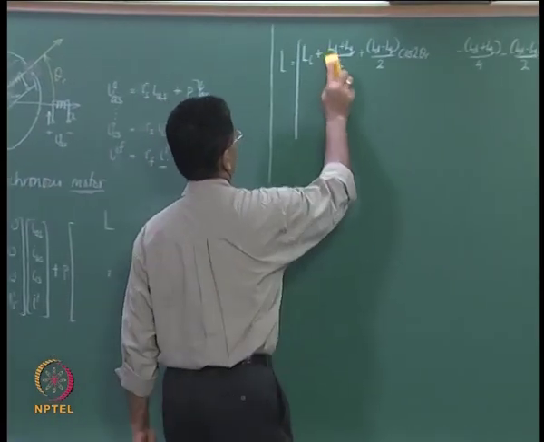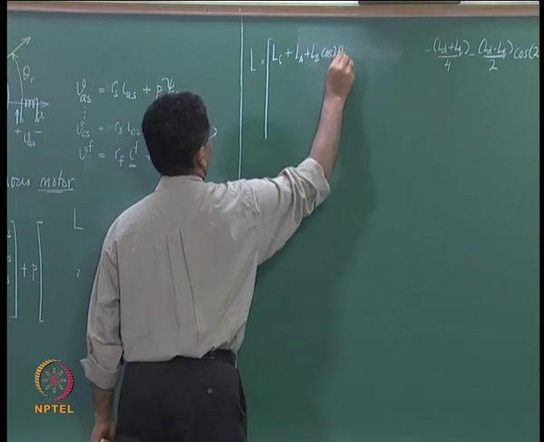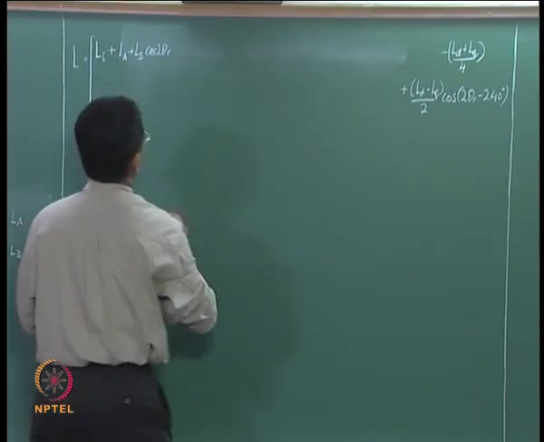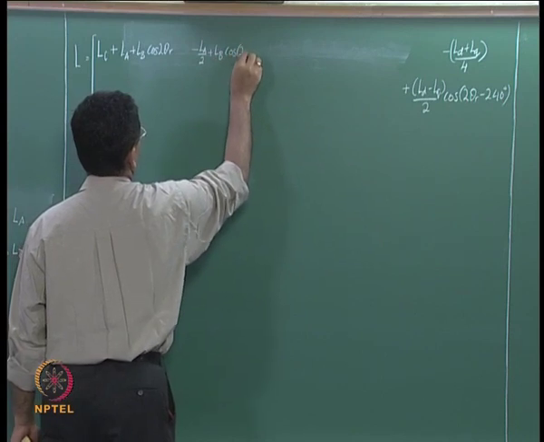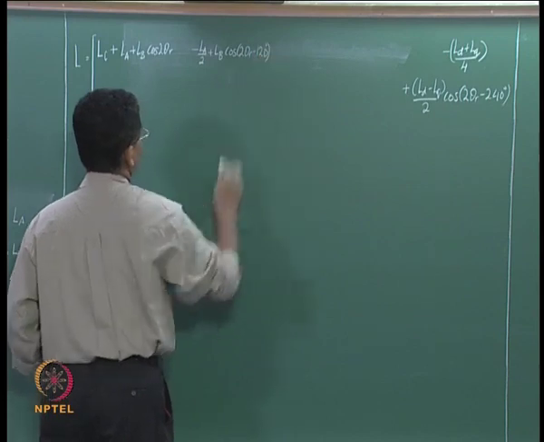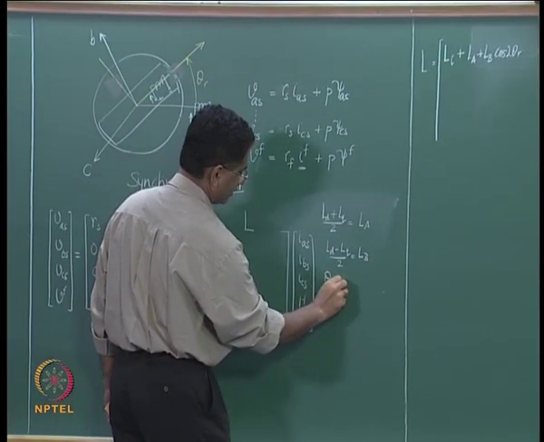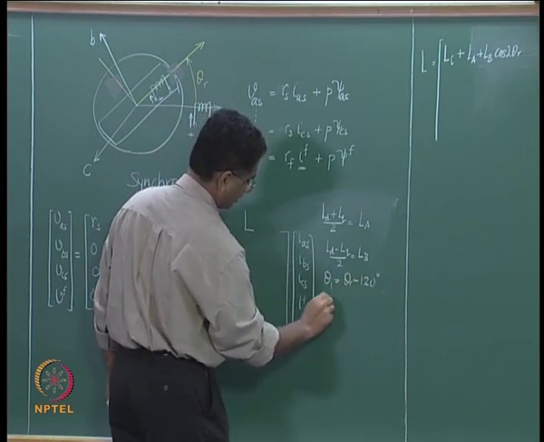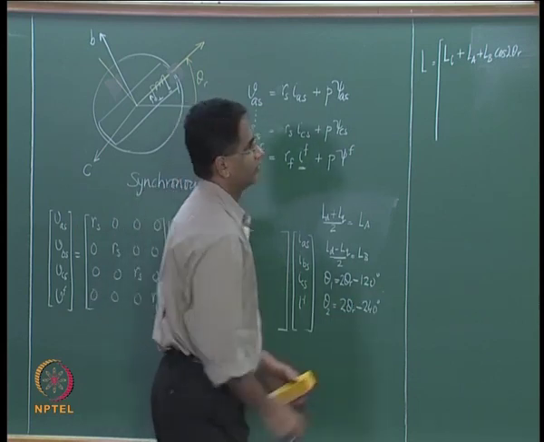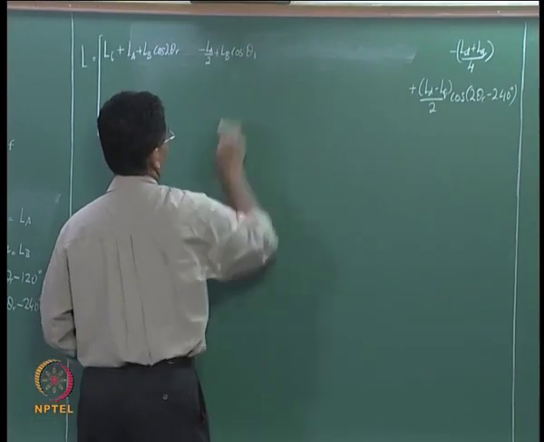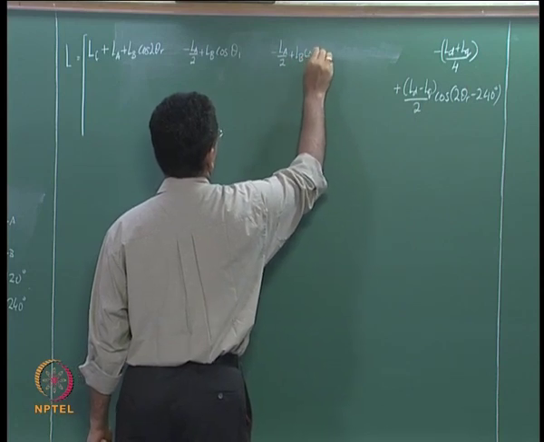Then what we have here is LA plus LB cos 2 theta r, and therefore this equation can be written as minus LA by 2 plus LB cos 2 theta r minus 120 degrees. We will follow another notation in order to make it more concise. We will write theta 1 equal to theta r minus 120 degrees and theta 2 as 2 theta r minus 240 degrees, so that this then becomes cos of theta 1, and then you have minus LA by 2 plus LB cos theta 2.